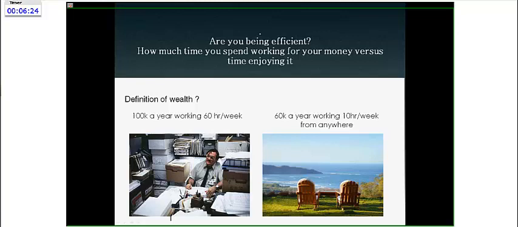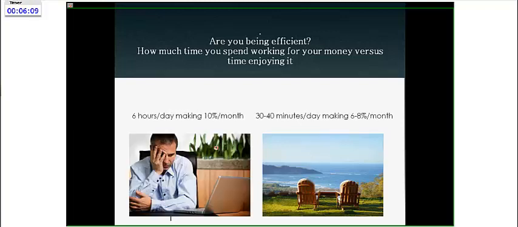So in the stock market, the question becomes, are we being efficient? Are we working 6 hours a day to make 10% in a month, as one day trader told me the other day? Or are we happy to spend 5.5 hours less to make a little bit less as well?